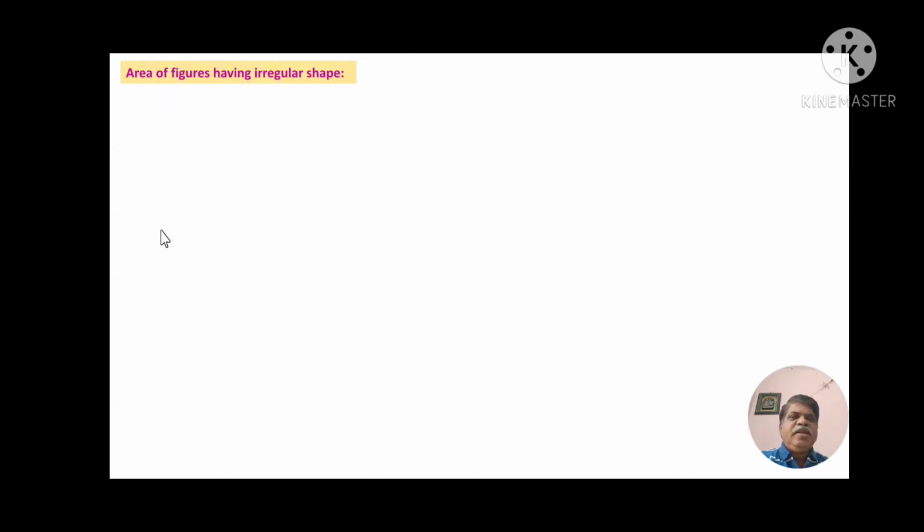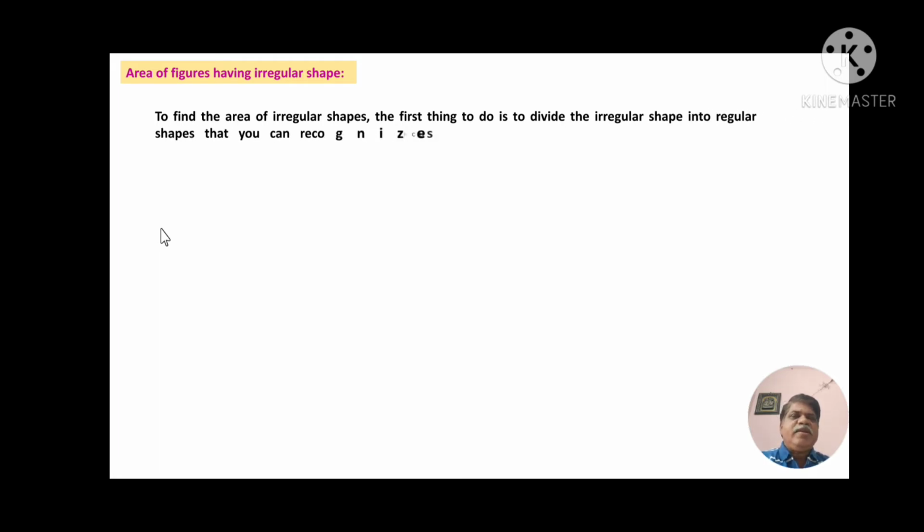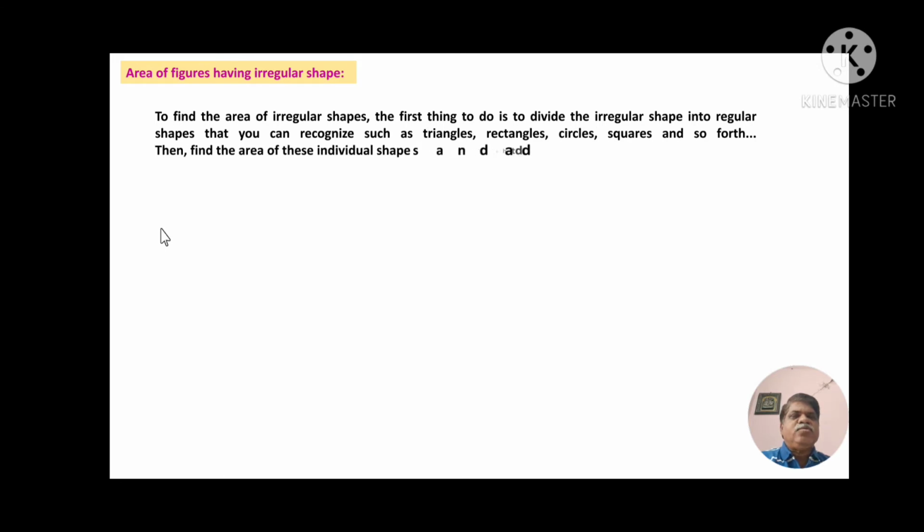Friends, area of a figure having irregular shape. Those formulas that we have discussed previously are very important. To find the area of an irregular shape, the first thing to do is to divide the irregular shape into regular shapes. Whatever the irregular shapes are, you have to divide them into regular shapes that you can recognize, such as triangle, rectangle, circle, square and so forth. Then find the area of these individual shapes and add them up.